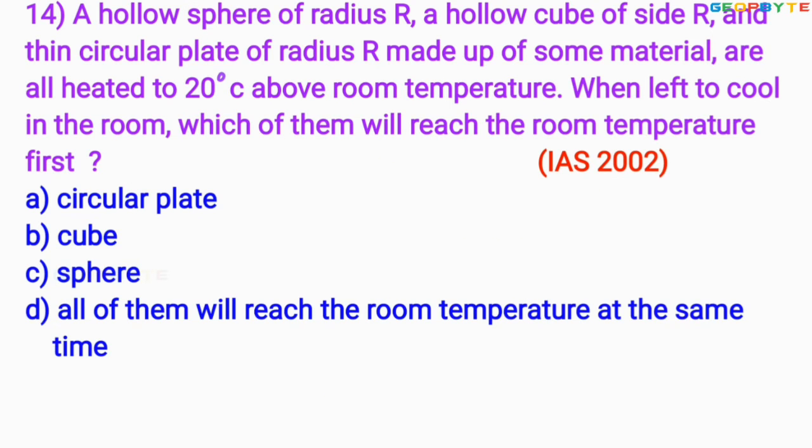Look at the 14th one, asked in 2002 for IAS. A hollow sphere of radius r, a hollow cube of side r and a thin circular plate of radius r, made up of the same material, are heated to 20 degree centigrade above room temperature. When left to cool in the room, which of them will reach the room temperature first?